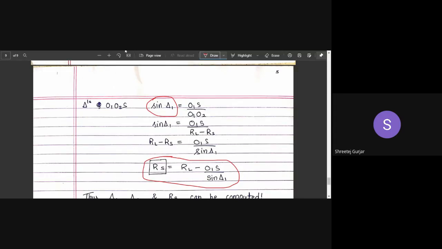Okay, so we will move on to the next topic. Let me share the screen for the next topic. Okay, so I hope you are able to see the screen. Are you able to see the screen?